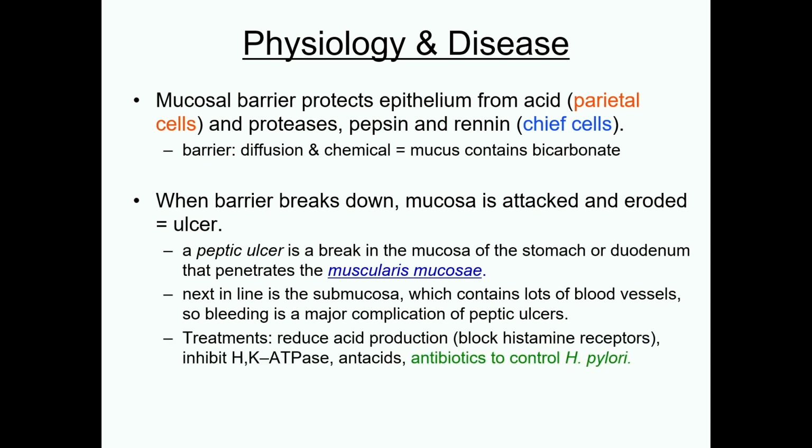One of the major factors in ulcer pathology is the presence or infection by H. pylori. Consequently, treatments to prevent H. pylori infection or antibiotics to control the bacteria are major treatments. Inhibition of acid secretion through the treatments we discussed previously is also important.